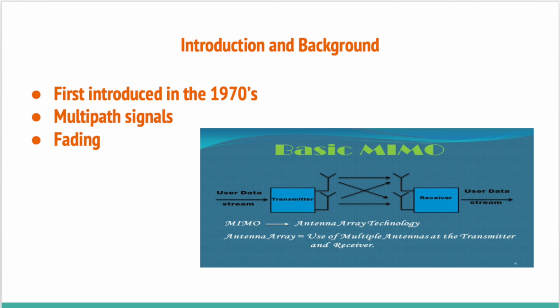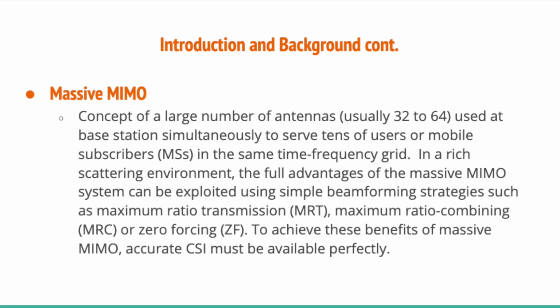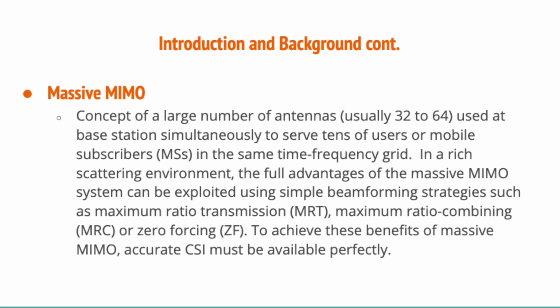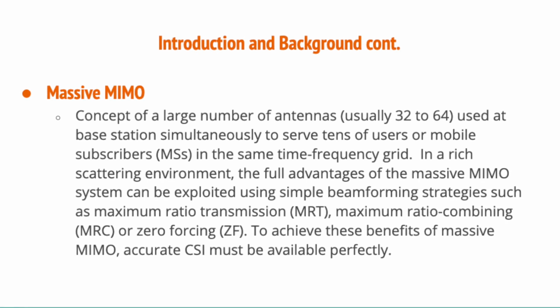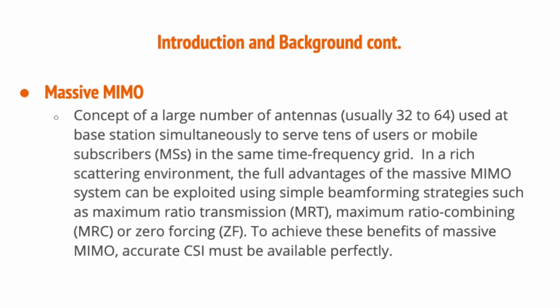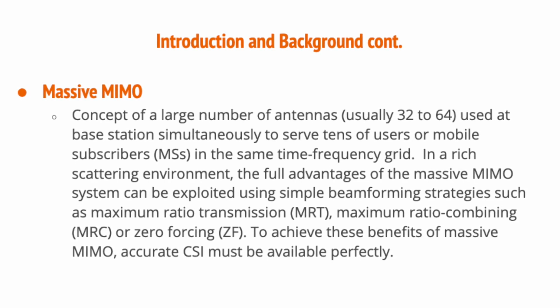Massive MIMO is a concept that can be thought of as a large number of antennas, usually 32 to 64, used at the base station simultaneously to serve tens of users or mobile subscribers in the same time-frequency grid. It's also a technology where the number of terminals is much less than the number of base station antennas. In a rich scattering environment, the full advantages of the massive MIMO system can be exploited using simple beamforming strategies such as maximum ratio transmission, maximum ratio combining, or zero forcing.